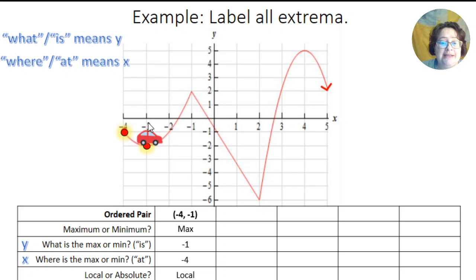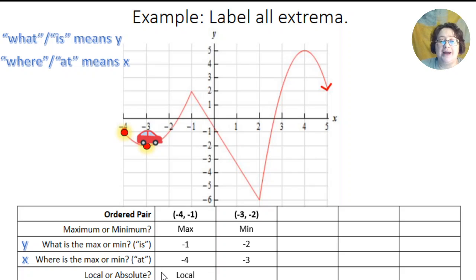So this ordered pair is at -3, -2. I'm going to put that down here in my chart. It is a minimum. It is a lower value. I'm coming from decreasing here, and then I'm going uphill. So I went downhill and then uphill. So this is a low point. This is one of my valleys. So that's a minimum. What is the minimum? Well, what is y? How low is it? Or at what point for y is that minimum? And that is at -2. Where is the minimum? And where is always x. We measure that on the x-axis, so it is -3.